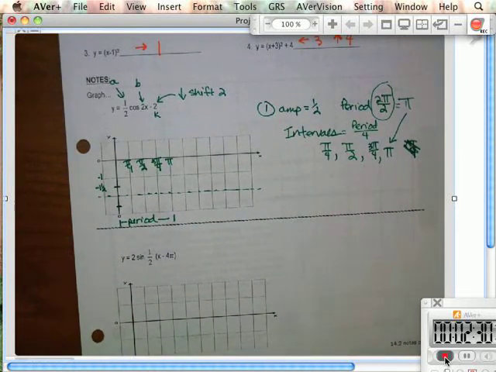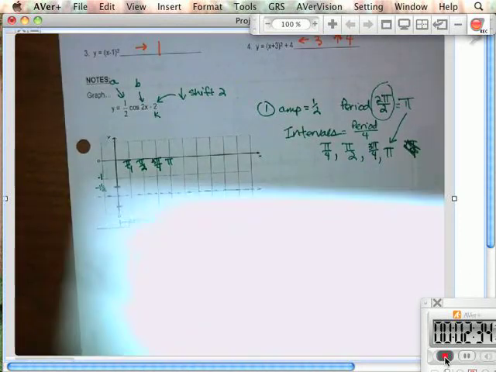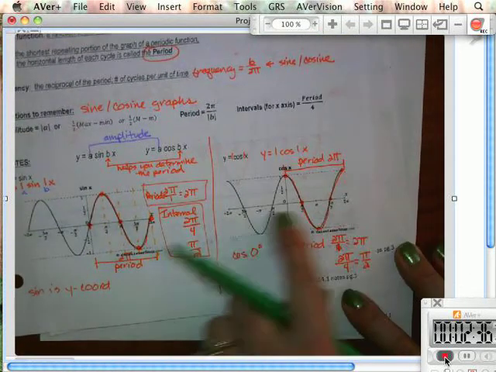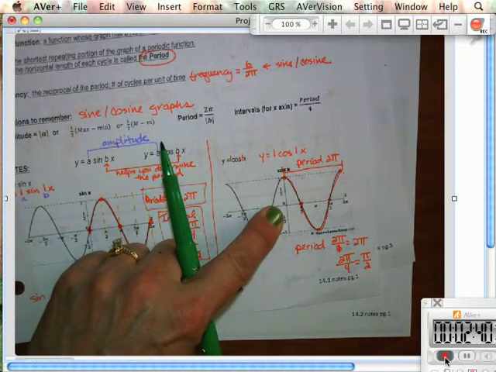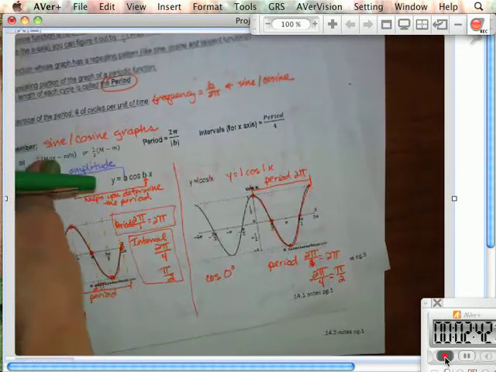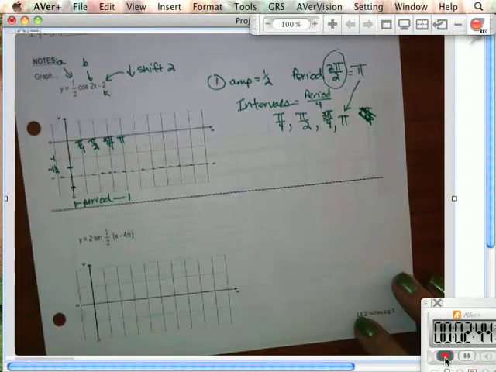No, because it was a shift down of 2. No, you start your graph at 1, but your baseline is always at the x-axis. This is a shift of the baseline. Do you know what I mean by that? If you think of yesterday's cosine graph, the baseline was here at the x-axis, and then we started our graph up at 1. So the shifting moves the baseline. Good question. Okay, the shifting moves the baseline.